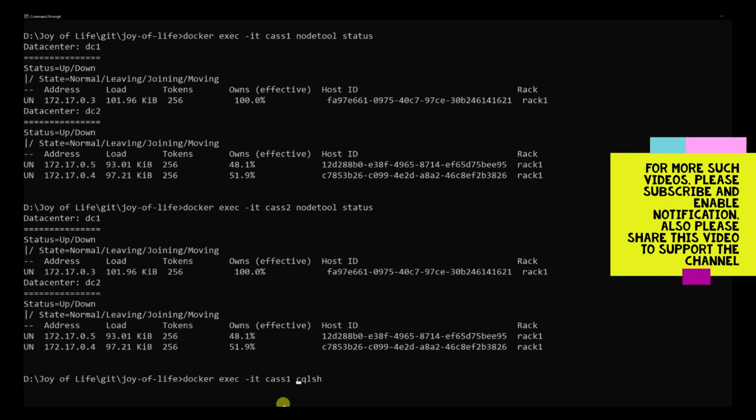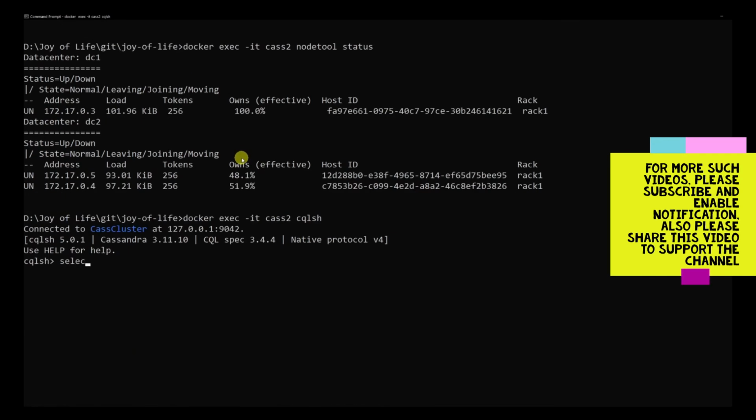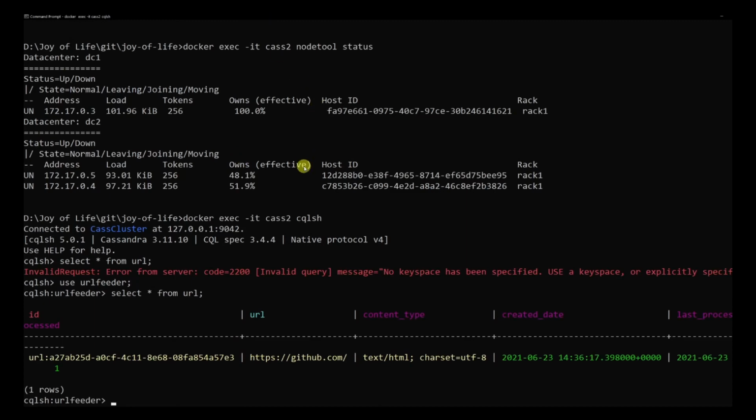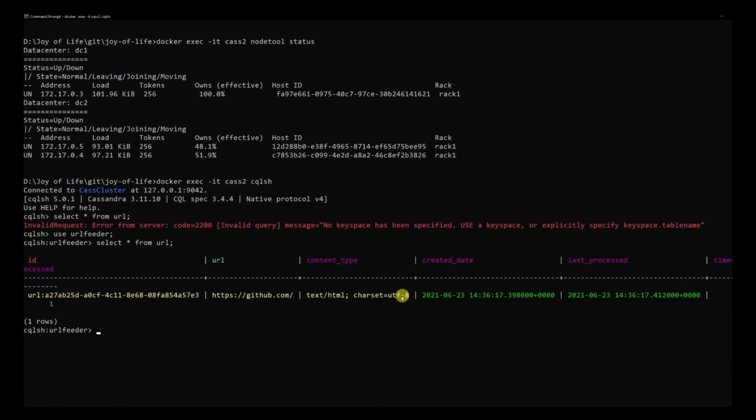Okay, we will go to CAS2 SQL SH, and let's do a select star from URL. Oops, I did not choose the keyspace. Select star from URL. So you can see over here that github.com has been inserted, and it doesn't mean that this data is present in this node only. It could be present anywhere.